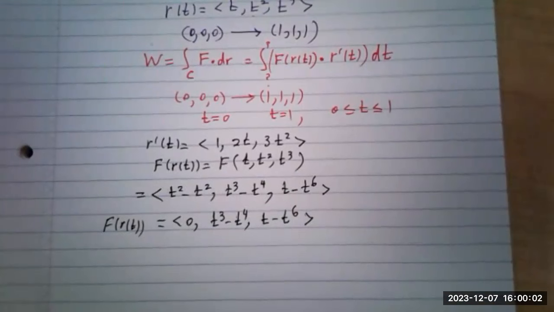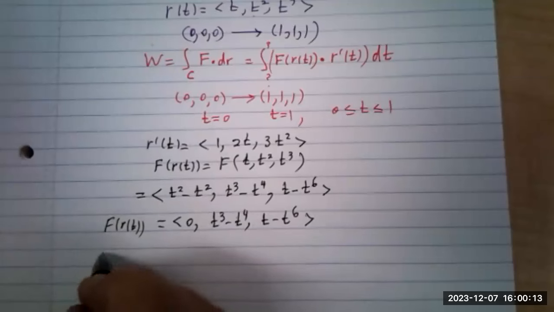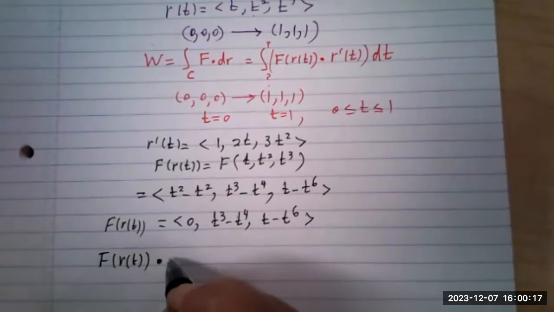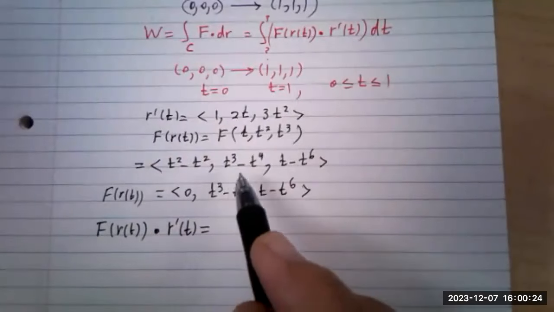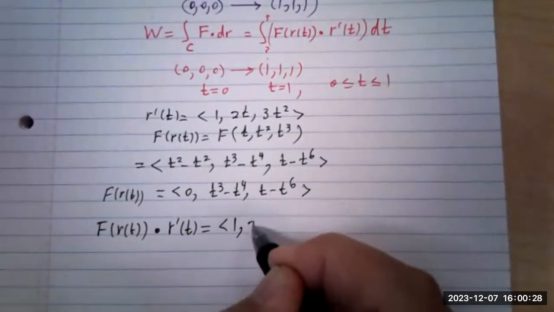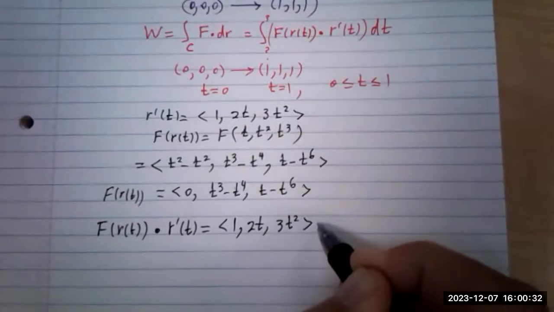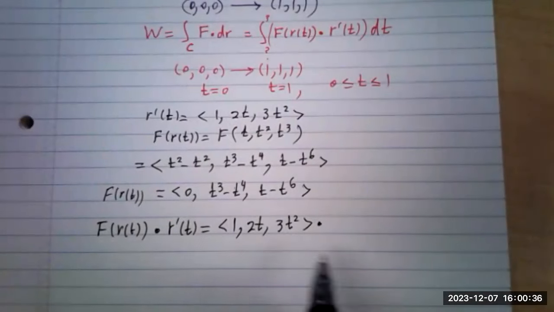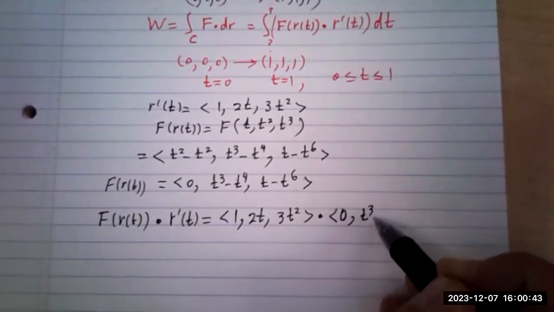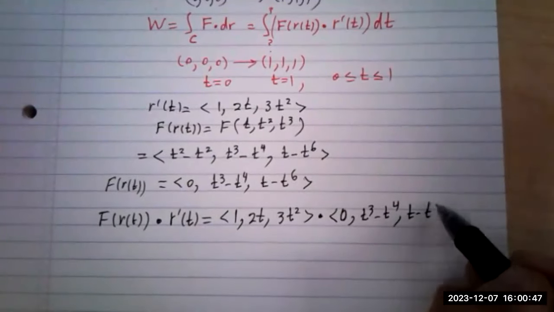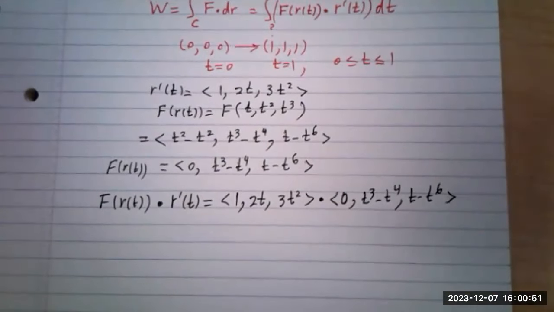Now find the dot product of F of r of t and r prime of t. So this is going to be F of r of t dot r prime of t, both vectors. I bring it here so that you can see it. R prime is 1, 2t, 3t squared. This is a dot product, it's commutative, so I can do it. So this is going to be 0, t cubed minus t to the fourth, and t minus t to the sixth. Get the dot product, multiply together, and go forward.